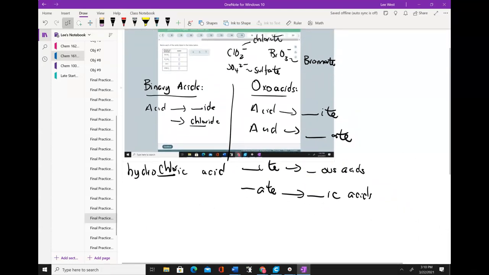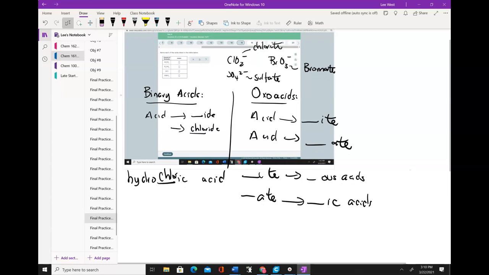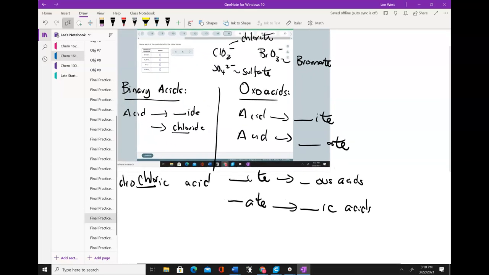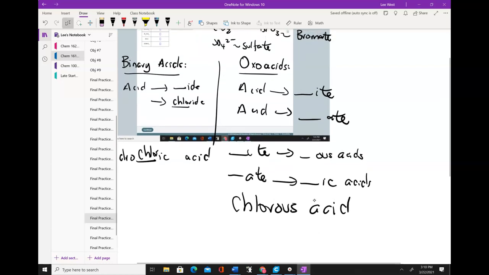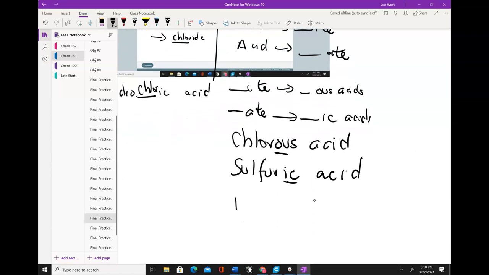All right, so what do we know? The ates become ic acids and the ites become ous acids. So HClO2 contains the chlorite anion, so it is going to be called chlorous acid. H2SO4 contains the sulfate anion, so it's going to become sulfuric acid, because the ates become ics. And then finally we've got the bromate, so it's going to become bromic acid.